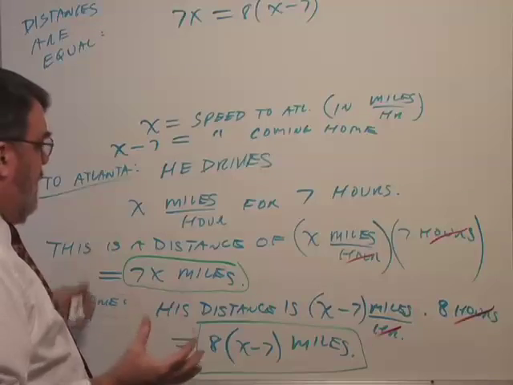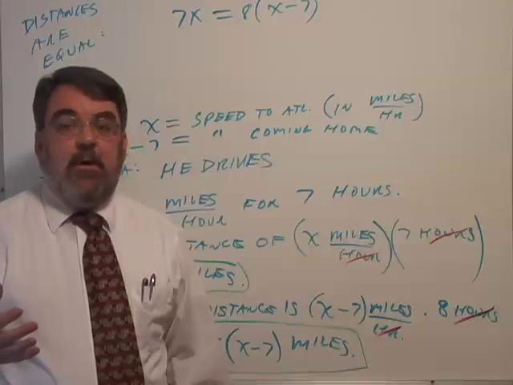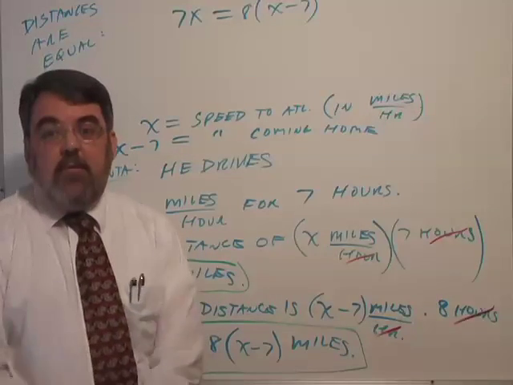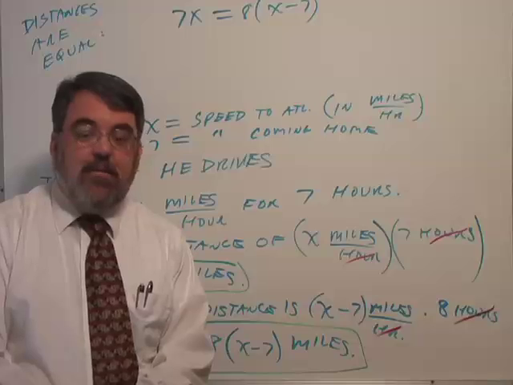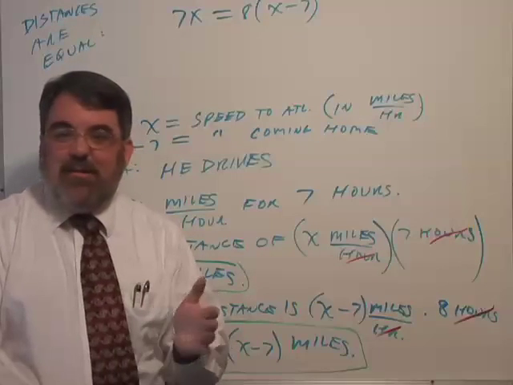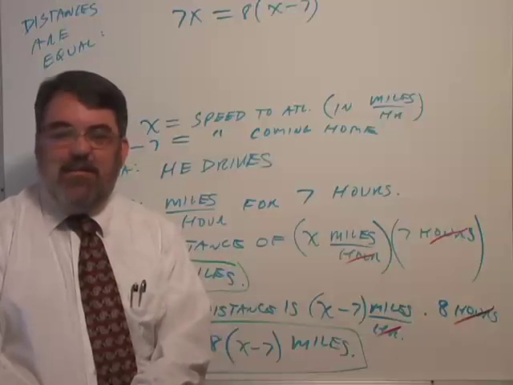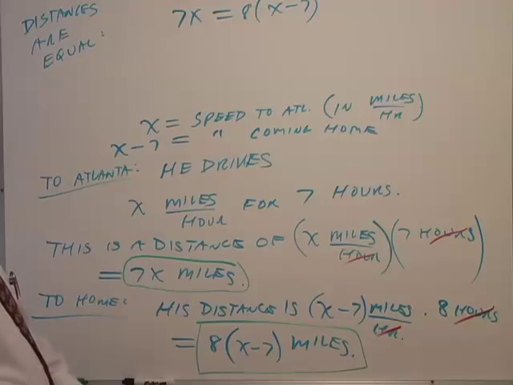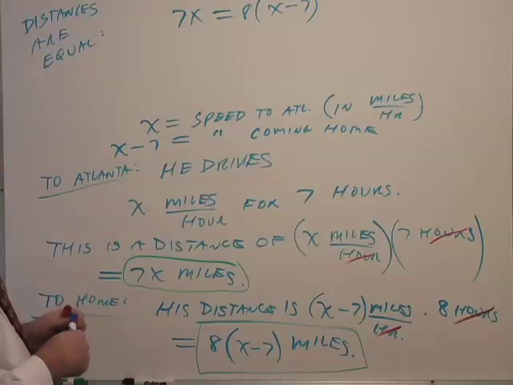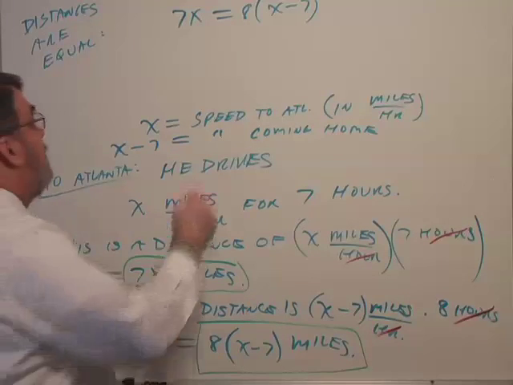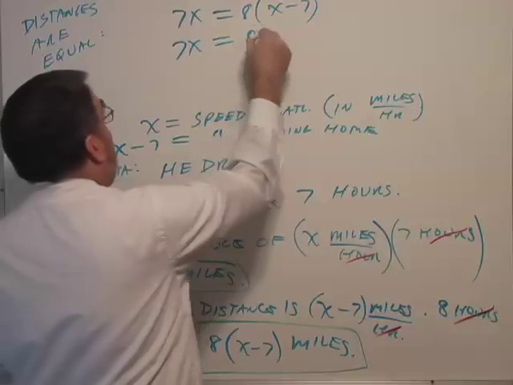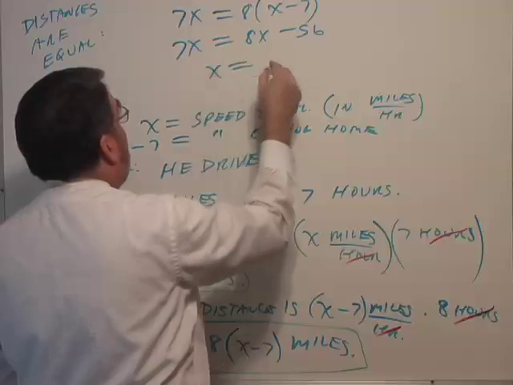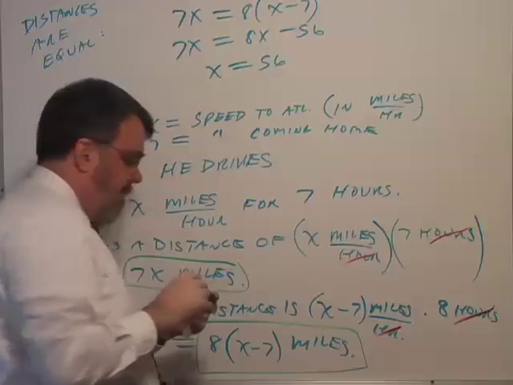All right, and like I said, setting up an equation is two different ways to say the same thing. Here, we found two different ways to describe the distance between the two places, between home and Atlanta, and that set up our equation, which we can now solve. This is a pretty easy equation to solve. Multiply it out. 7x is 8x minus 56. And with a little juggling, it's easy to find that x has to be 56.